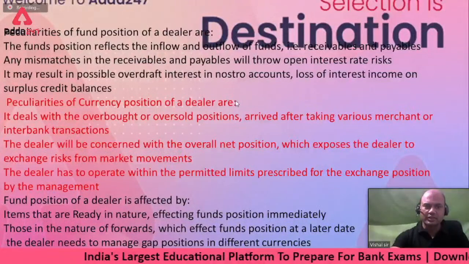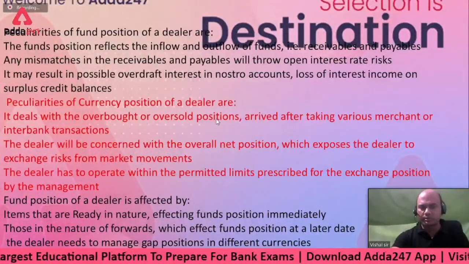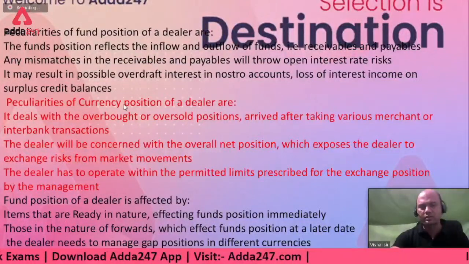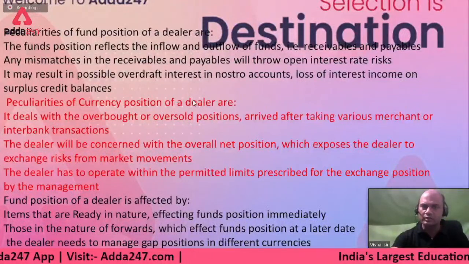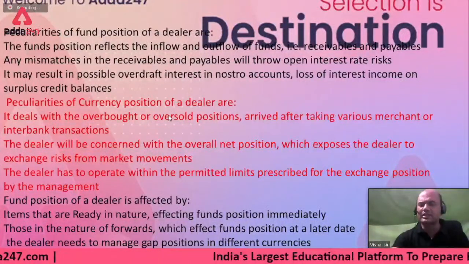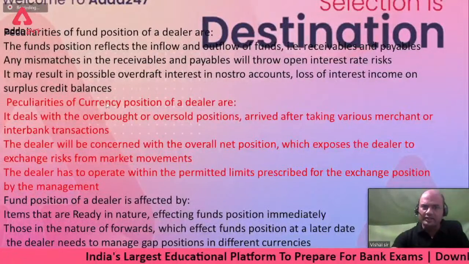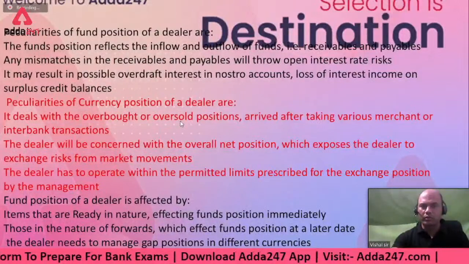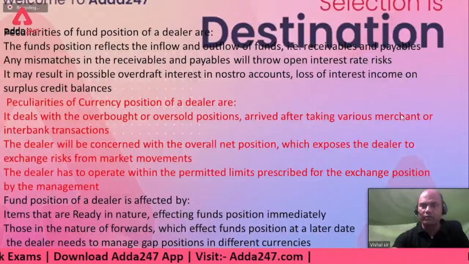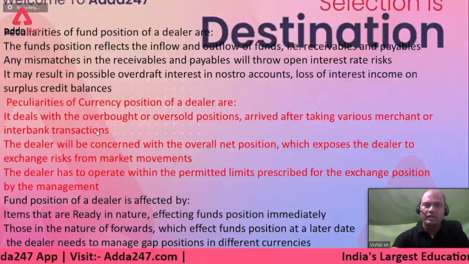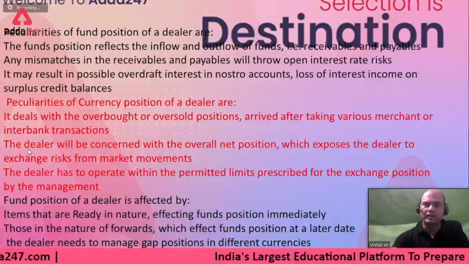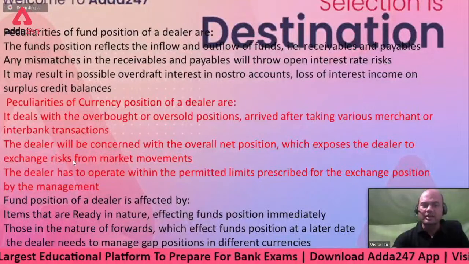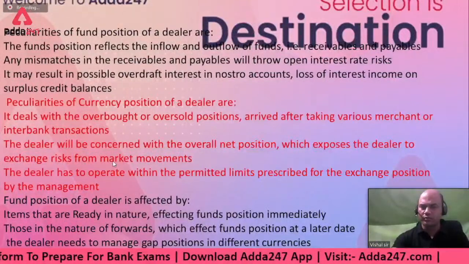The peculiarity of a currency position dealer is that it deals with the overbought and oversold position. Overbought and oversold means what? If I bought dollars to a higher extent, or I have sold dollars to a higher extent, both things. Oversold basically happens in short selling, and a long position we call overbought. This is arrived at after taking various merchant or interbank transactions. So the currency position deals with that. The dealer will be concerned with the overall net position, which exposes the dealer to exchange risk from market movements.